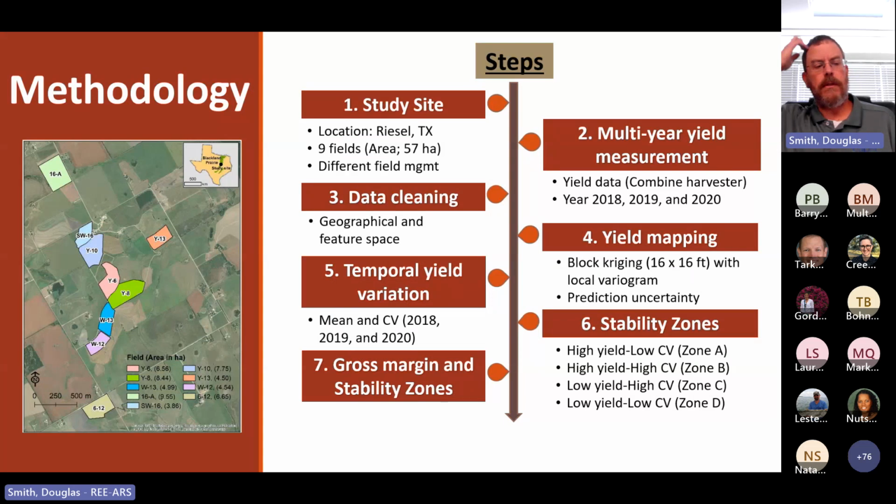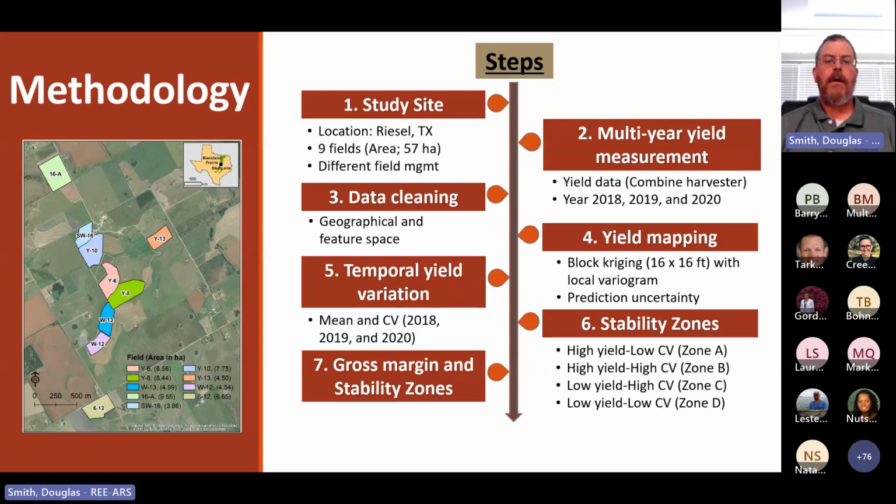Now move into some work on how we were developing some ways to manage fields differently. So this happened at Riesel, Texas, where we have an experimental farm. We planted corn in 2018, 19, and 20. We took data from the combine, cleaned it using some publicly available software, brought it back into GIS, put the data on a 16-foot by 16-foot grid, looked at uncertainty.